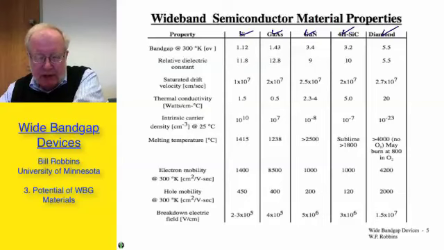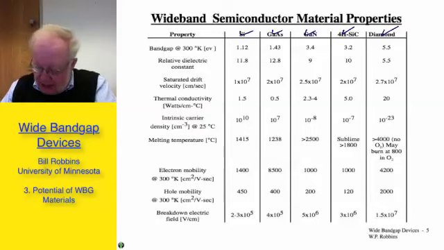Electron mobilities are fairly similar except for gallium arsenide, which is significantly higher. Diamond is better than silicon. Hole mobilities in these materials are somewhat similar, except diamond is probably the best in these materials.